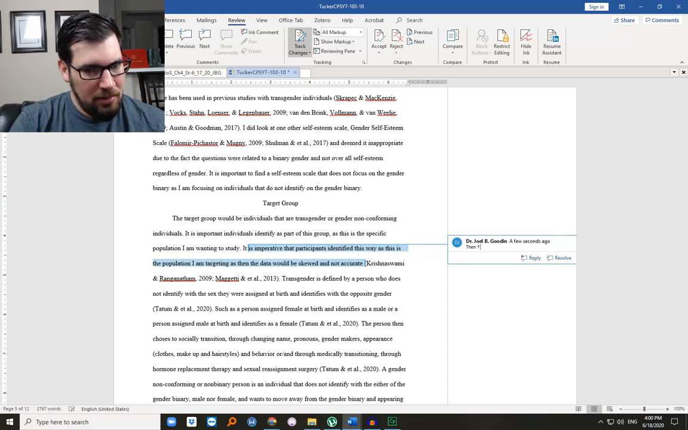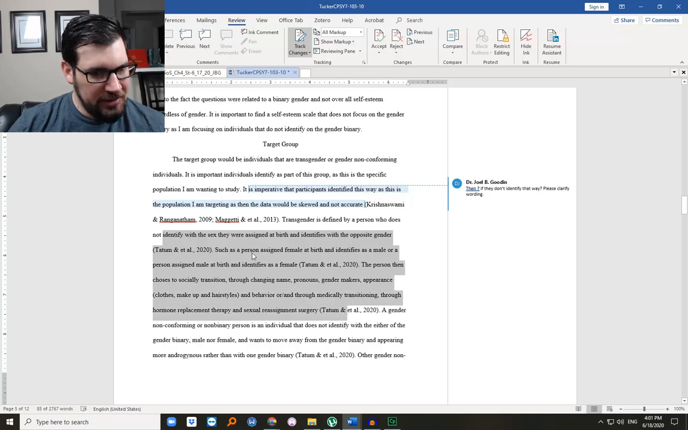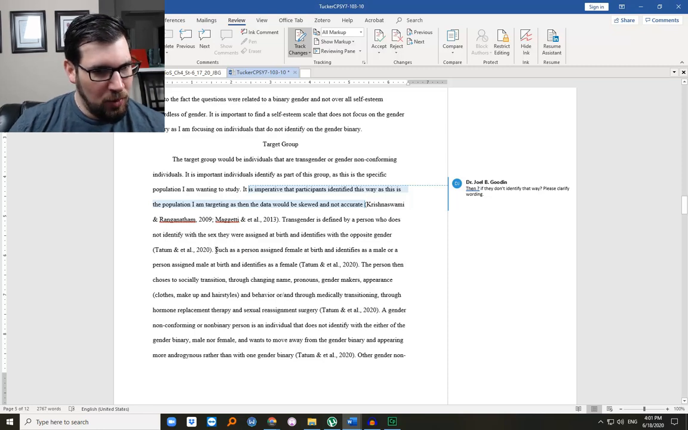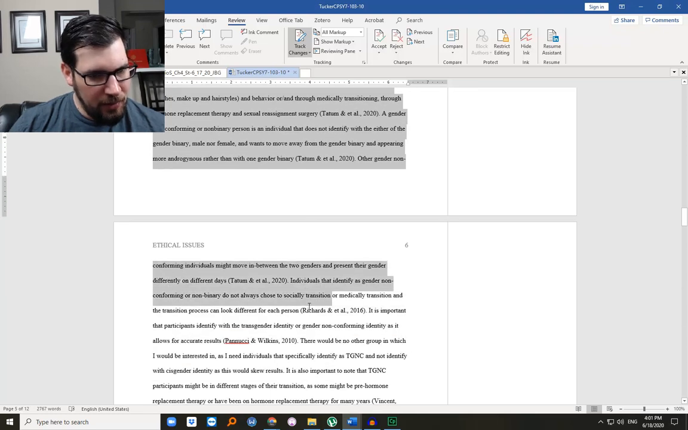Then, if they don't identify that way, please clarify wording. Okay, transgender is defined by person who. Okay, and notice they're using a lot of citations. I really appreciate that. They're at least showing effort to try to support all their assertions. Okay, but they're going on a lot about these definitions rather than the ethical issues associated with this target population.